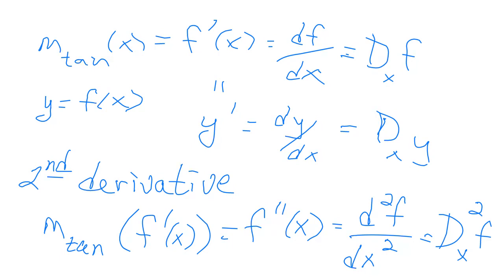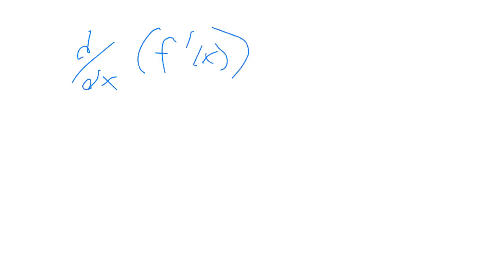Anyway, it's the derivative of the derivative. So the second derivative really could also be the derivative with respect to x of f prime at x. That's really what it is. So we could call it d f prime dx, the derivative of f prime with respect to x. So we've got some different notations there.